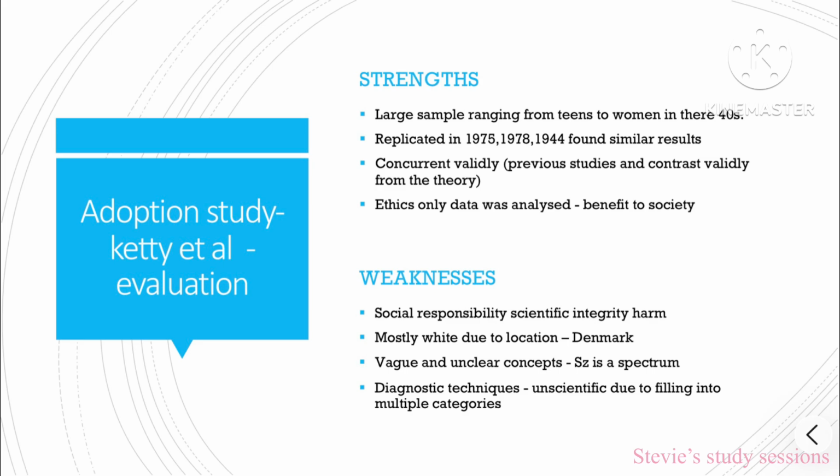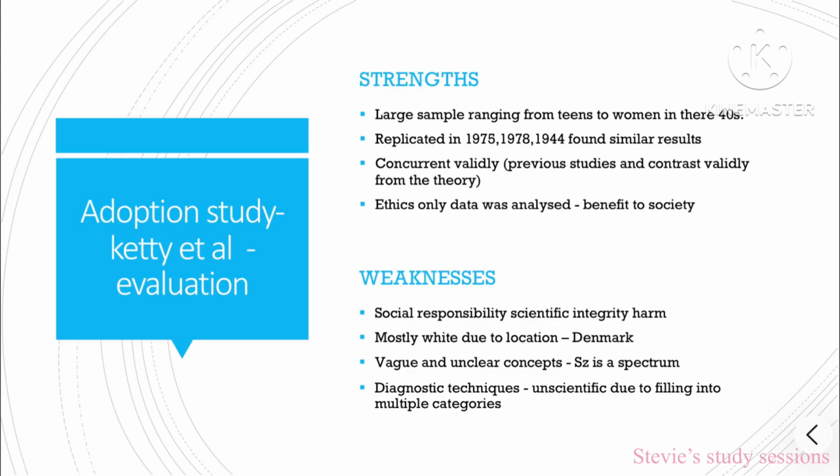Strengths and weaknesses. Strengths: a large sample ranging from teens to women in their 40s. It was replicated in 1975, 1978, and 1944, and they all found similar results. Concurrent validity from previous studies and contrasting from theories. Ethics: the data was only analysed, and it benefits society to know that schizophrenia has a genetic basis.